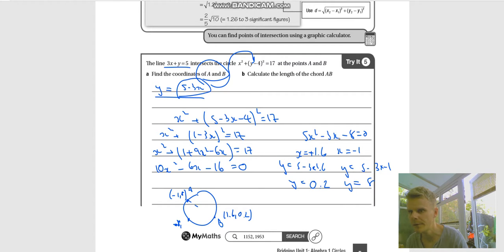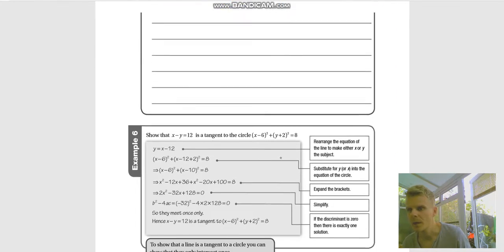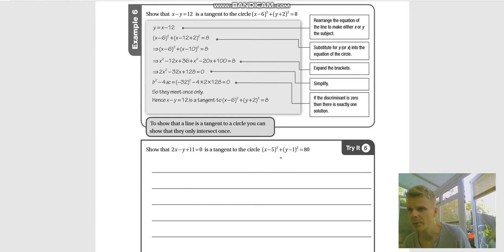Okay, so then to find the length of the chord between those 2 points, the distance in x coordinates between -1 and 1.6 is 2.6 that way, and the distance in the y coordinates is between 0.2 and 8, which is 7.8 in that direction. So we just do 2.6 squared plus 7.8 squared and square root it. We get the length of the chord, 8.2 for that one.